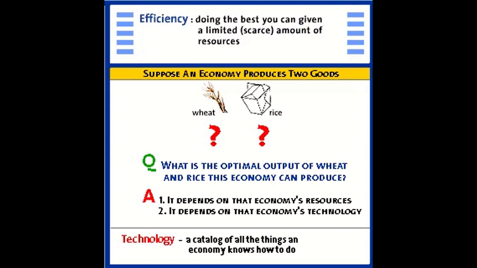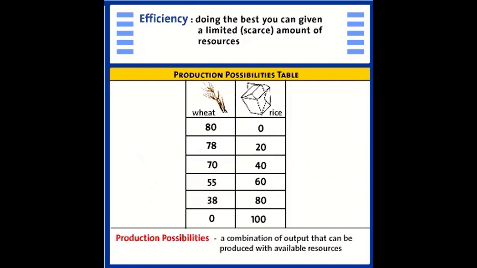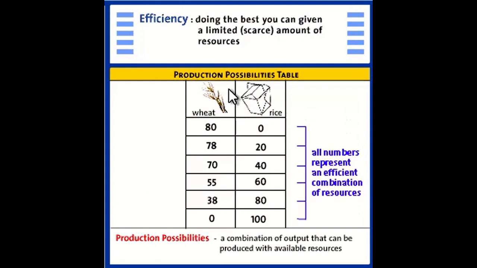And I'm going to do that first in this table. This table represents the production possibilities of our hypothetical economy. And every combination of numbers in this chart represents an efficient combination. That is, we're saying that if our economy uses all of its resources in the production of wheat, it can produce 80 bushels of wheat a year.